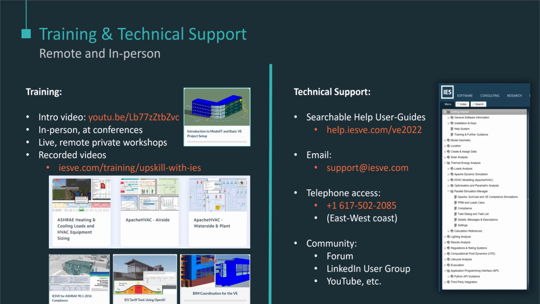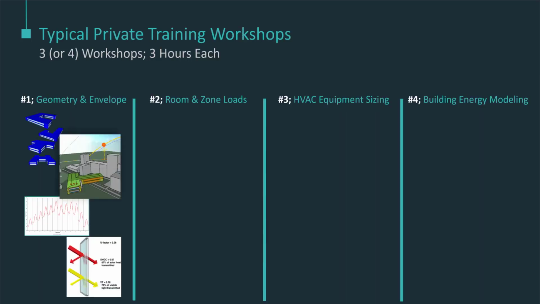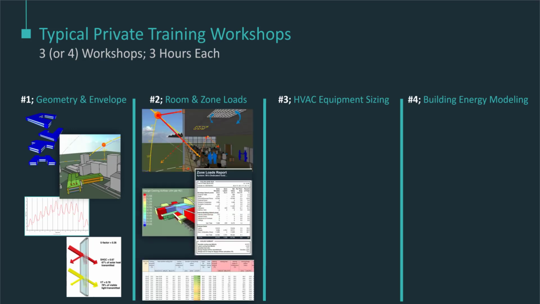If you want to see a typical training course, we've been doing a lot of these remotely over the last couple of years. We break training workshops into either 3 or 4 blocks. That's really if the online video library isn't the preference. It's still really popular that folks want to do live classes. Block number 1, we'll cover geometry and envelope, where we'll do solar simulation, envelope analysis, and weather analysis.